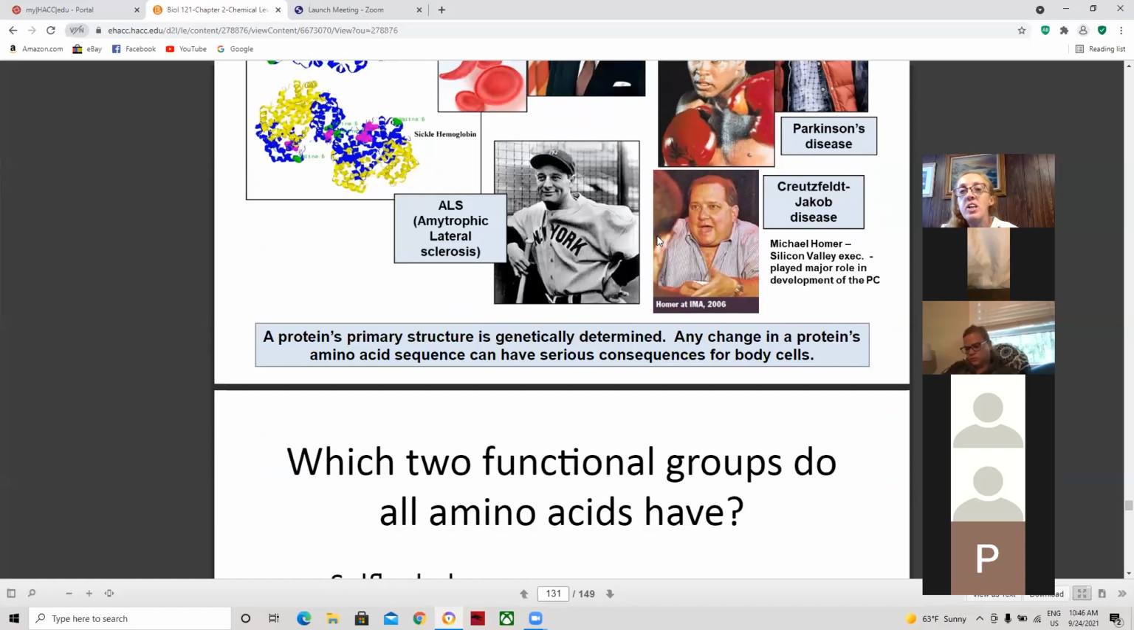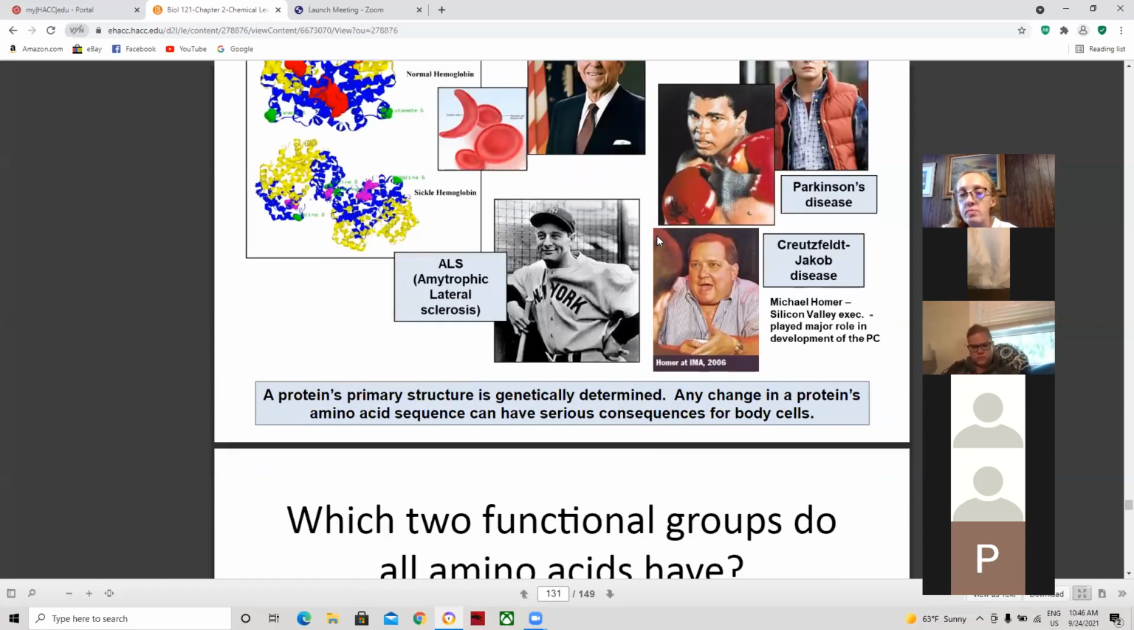But these are all protein folding disorders. Any change in the protein's amino acid sequence can result in serious consequences for body cells. And one thing, I'll finish this out because I'm not anti-AFL. I'm not anti the football league. Now, they have to tell football players that they are at risk for it. And there's only a limit to how many concussions you can receive as a football player within a given time period before they'll pull you out of the game.